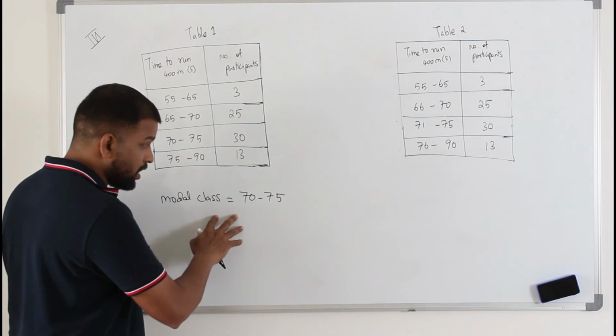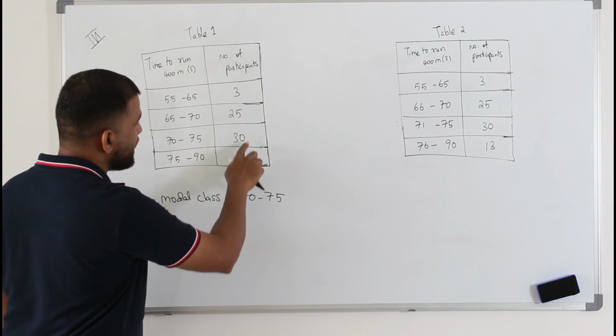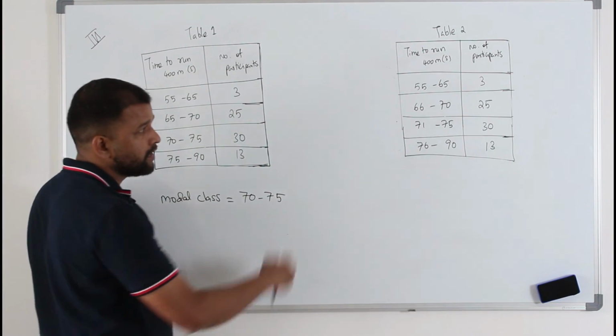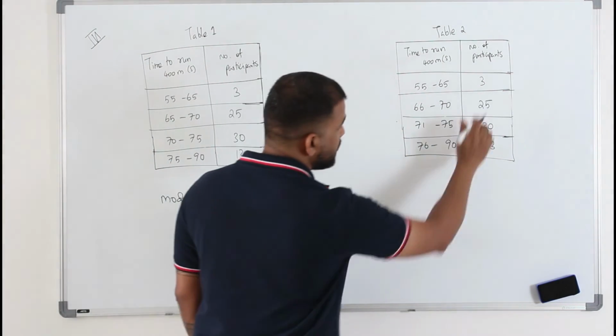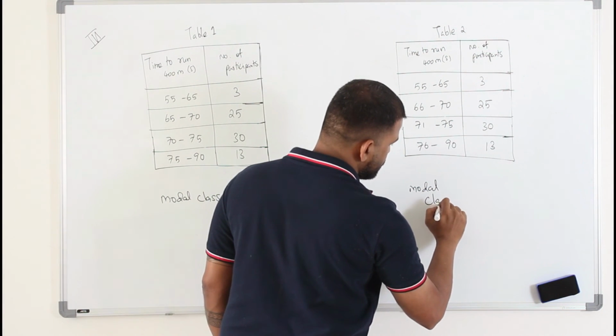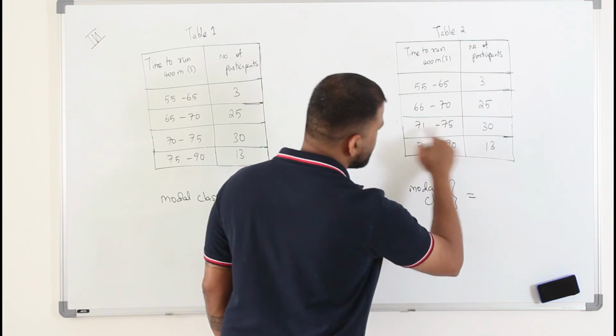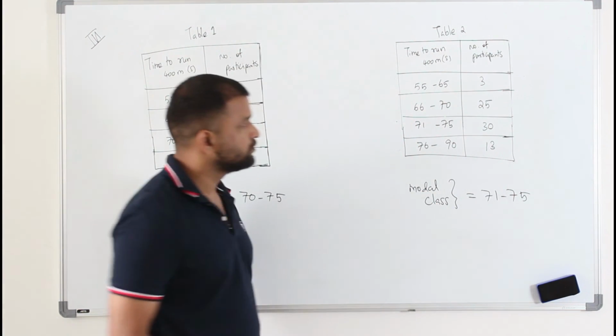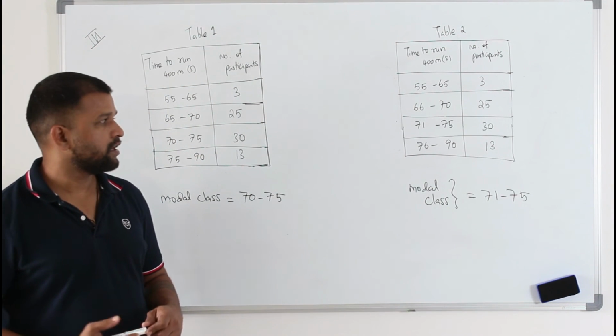Now to find the modal class, it's very simple. Take the highest value here. The corresponding class is the modal class. It's going to be the same for this one. Take the highest value. So the modal class is going to be 71 to 75. That's how you find the modal class.